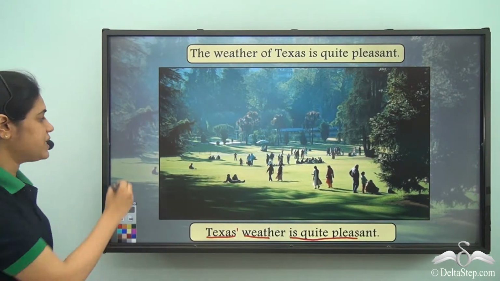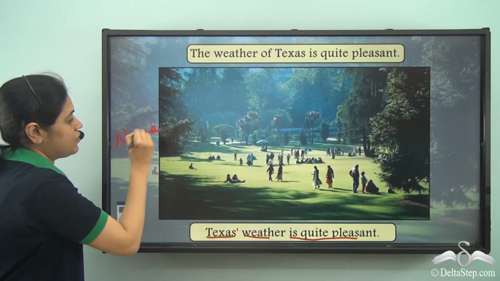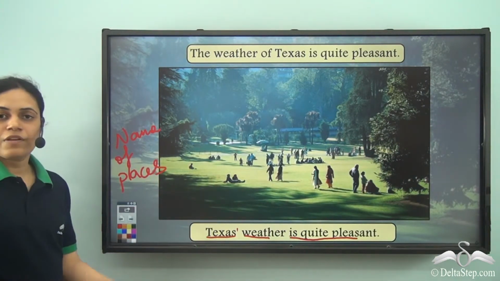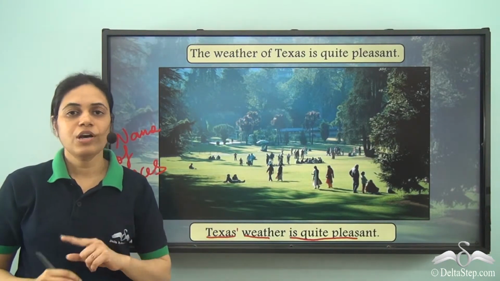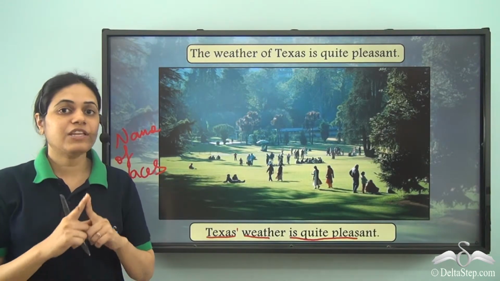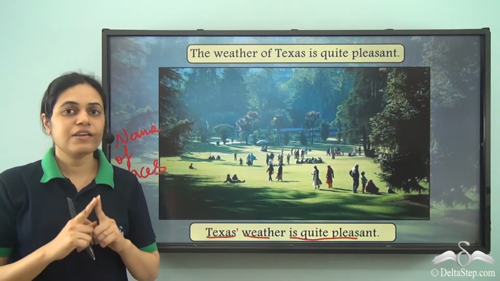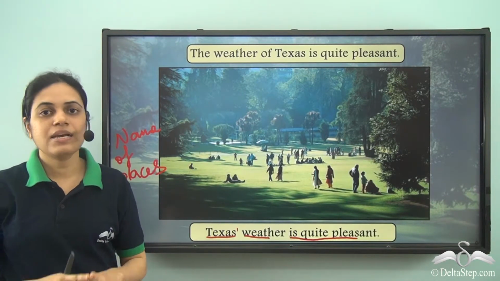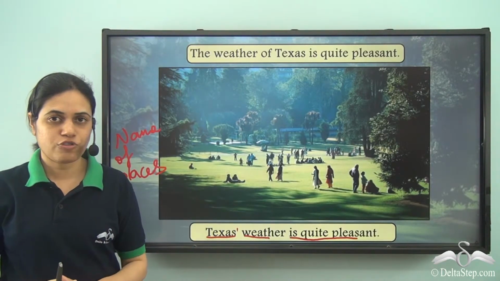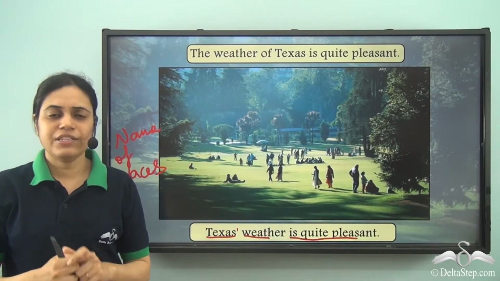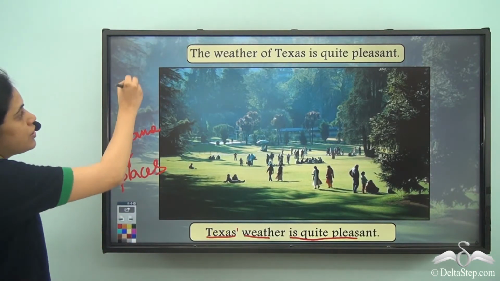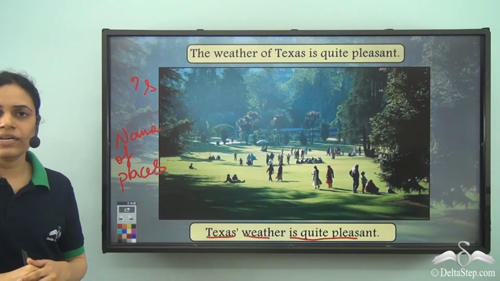So for names of places, we don't put an S after the apostrophe. So names of places ending with S: when we have the names of people ending with S, we put an apostrophe and an S. But when we have the names of places ending with S, we put only the apostrophe, not the S. But if there is the name of a place without S, say London, then we put an apostrophe and an S, London's weather.